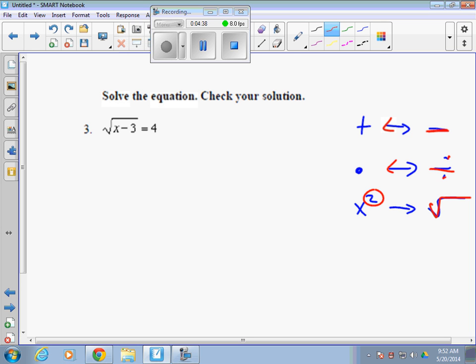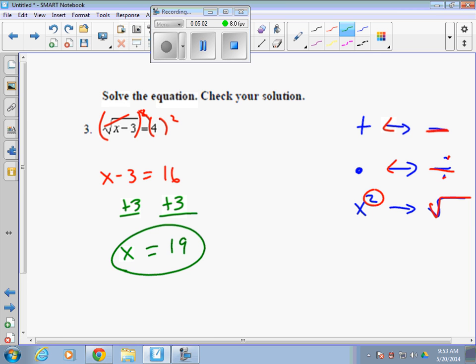So if it's the square root on the left, in order to undo it, you square it. If you square the left, you square the right. 4 squared is going to be 16. It'll cancel out the radical on the left. X minus 3 equals 16. And then in order to undo that, all you have to do is add 3 to both sides. And you get x equals 19.